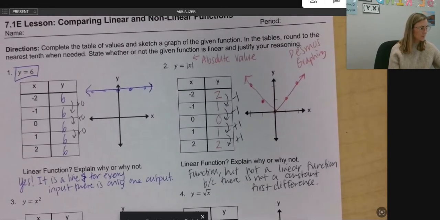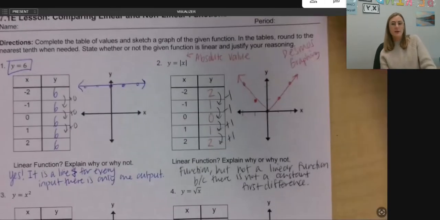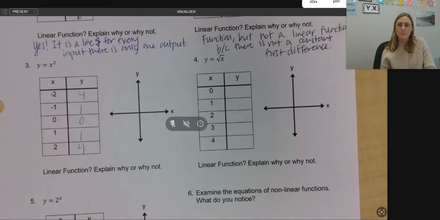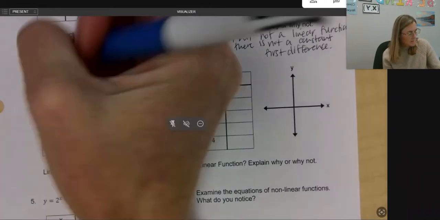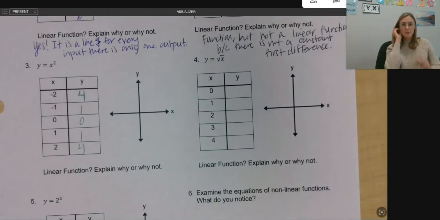Okay, moving on to y equals x squared. So go ahead and fill out the table for y equals x squared, and then we'll graph. Okay, so your table should be 4, 1, 0, 1, and 4. Remember, when you square a negative number, it becomes positive.